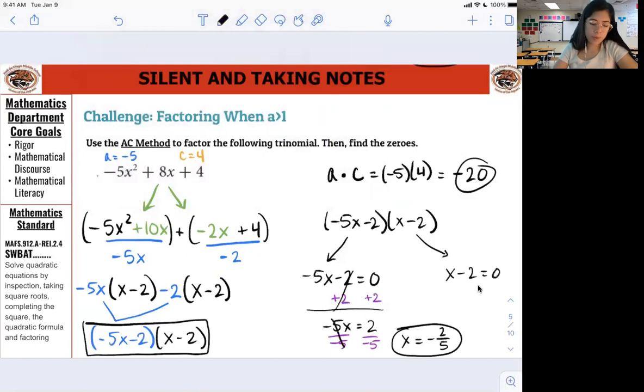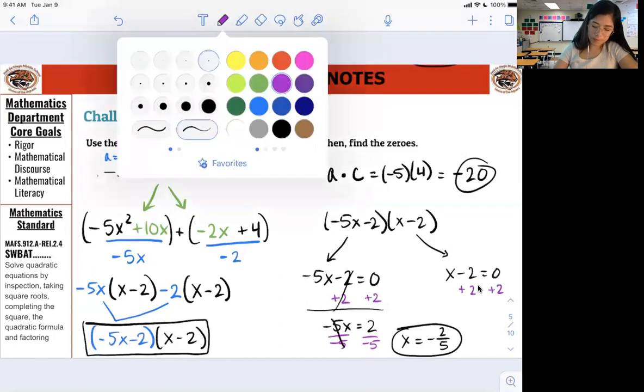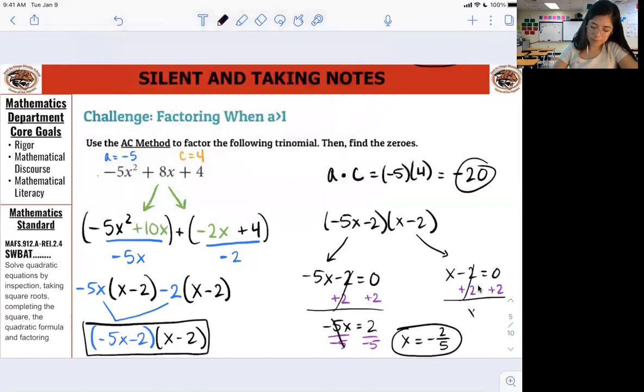Now on this one, pretty easy. What do I do to both sides? Add 2. And there you go. So those are my 2 zeros. Now let's actually think about what we just did. We started with standard form, and from standard form, we were able to turn it into factored form. And from factored form, we were able to find the zeros. So now we have a lot of tools in our tool belt that we can use.